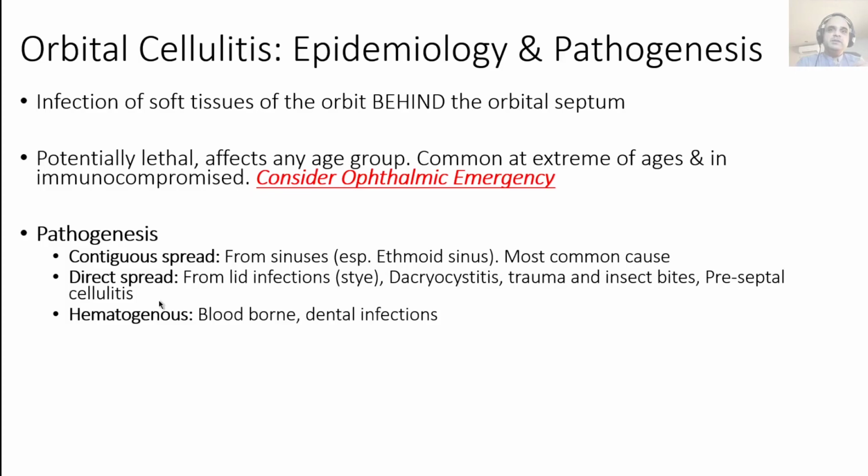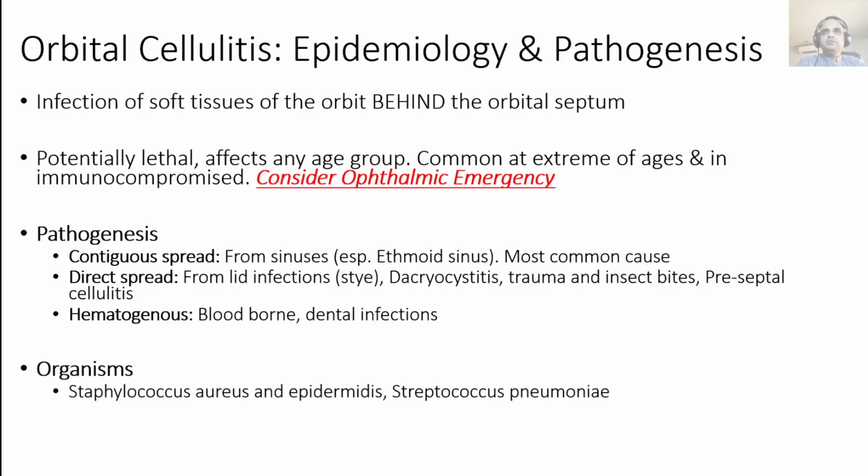This is more commonly seen in the younger age group where the orbital septum is not well developed. You can have hematogenous spread, which is a blood-borne infection, or you have dental infections which are spreading to your orbital tissue. The organisms this time around are Staphylococcus aureus, Staph epidermidis, and Strep pneumoniae, and these are similar to what we saw when we were talking about pre-septal cellulitis.